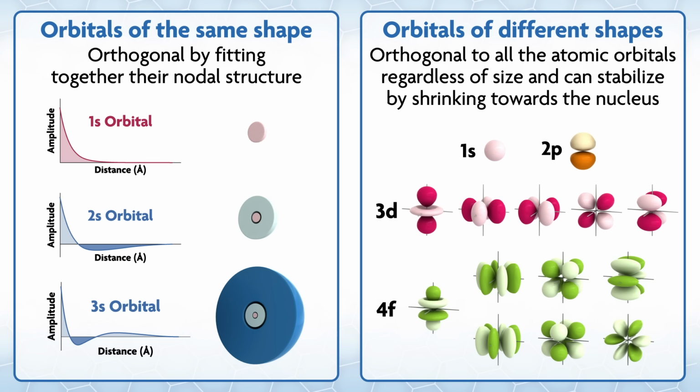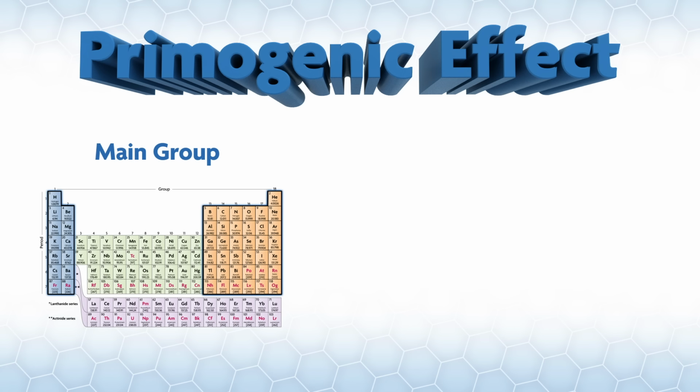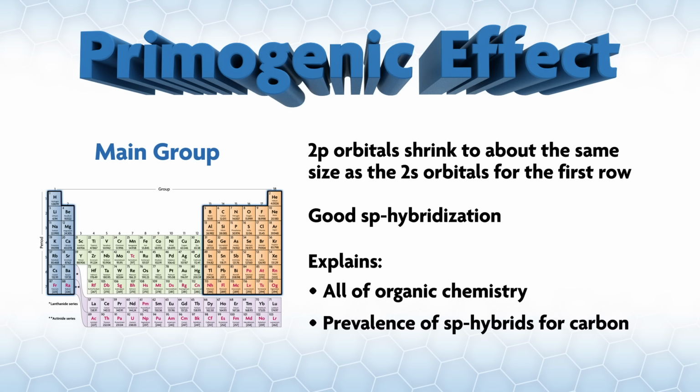What does this mean for the chemist? It means a tremendous amount. It explains many different effects in chemistry that you might spend entire courses exploring. For the main group, it means that the 2p orbitals shrink to about the same size as the 2s orbitals for the first row, which allows good sp hybridization. In other words, it explains all of organic chemistry and why sp hybrids are so prevalent for carbon. It explains why organic molecules have the shapes they do and react the way they do.